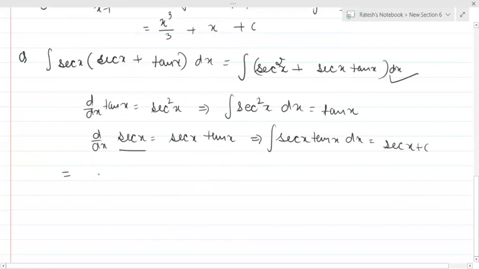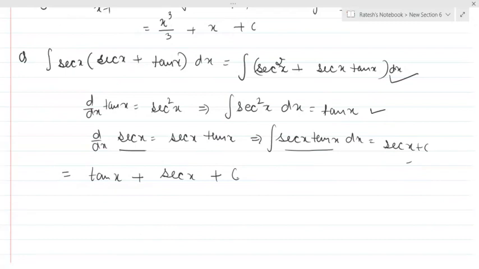We have secant square x. And what is the integration of secant square x? That is tan x. Then we will write directly without hesitation tan x here. And what is secant x tan x? It is secant x. And the answer will be secant x. And by default, we will always add a constant, that is c, everywhere. Okay, my dear students. Okay, let's take one more question.